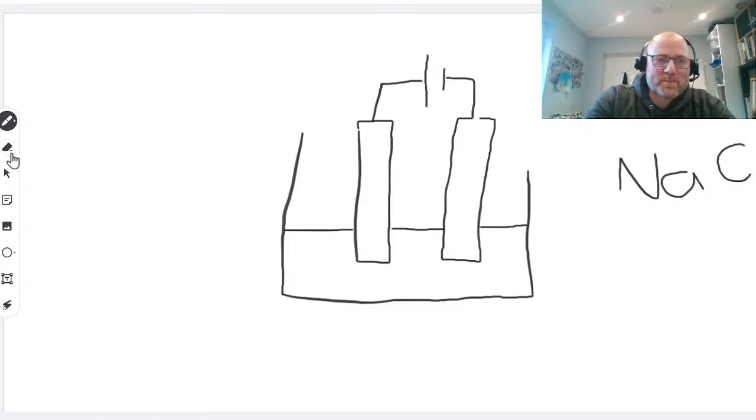All right. Okay, guys, what ions are present in sodium chloride solution? Anyone know? There's four ions in sodium chloride solution. And the rules of electrolysis with solutions are different.